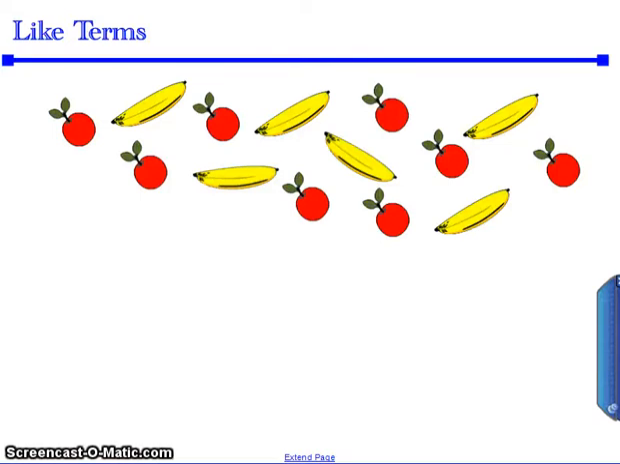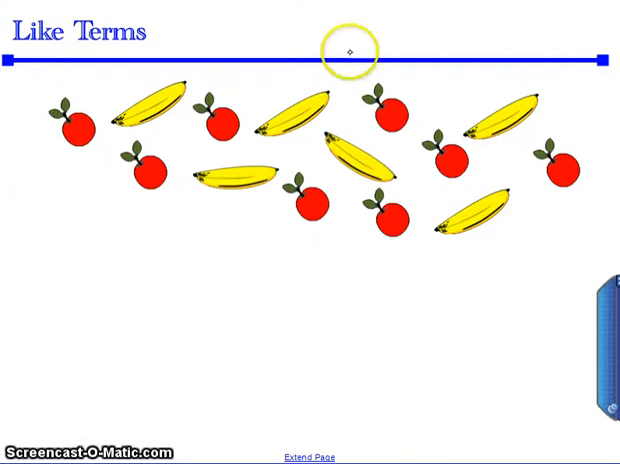This is a video about like terms. If you don't remember what like terms are, let's start by thinking about this collection of apples and bananas on your screen. Now, there are a lot of really delicious things that you can do with both apples and bananas, but when they're all jumbled together like this, before we can actually do anything with them, we need to organize them. And since I'm a math teacher, I want to organize them using mathematical language.